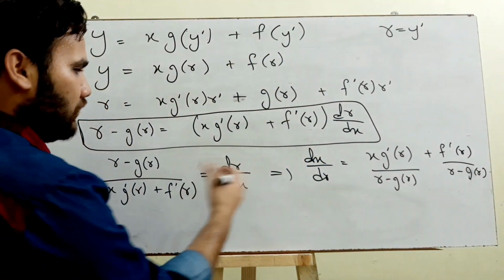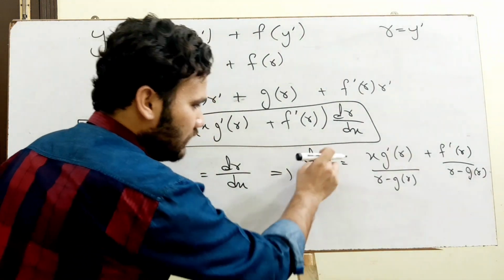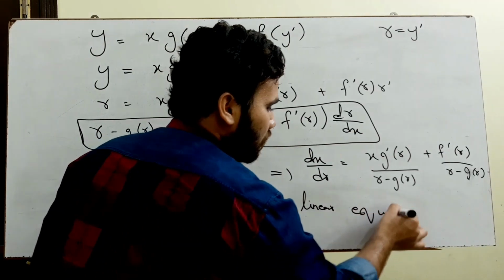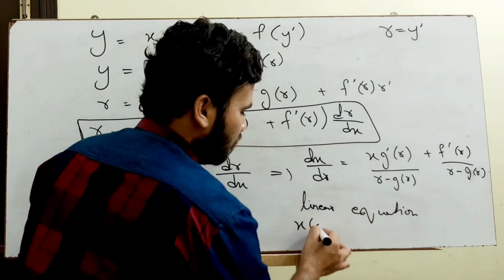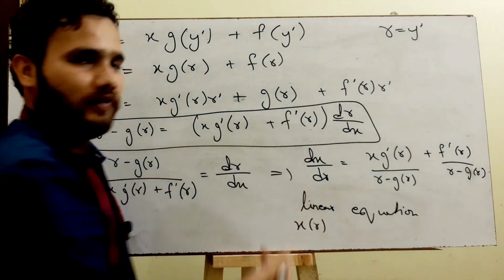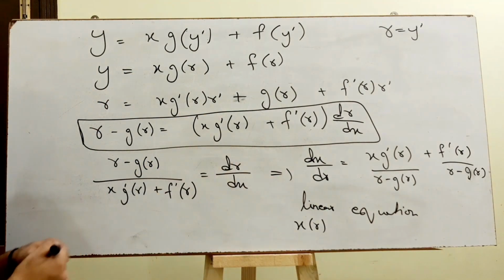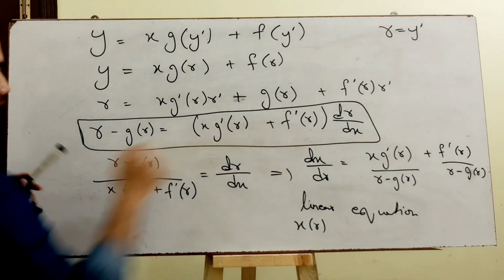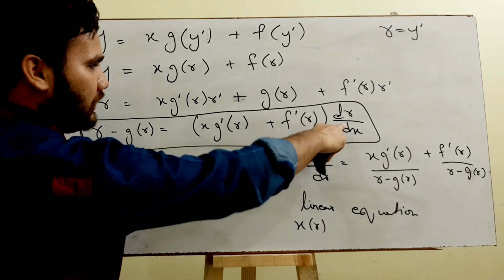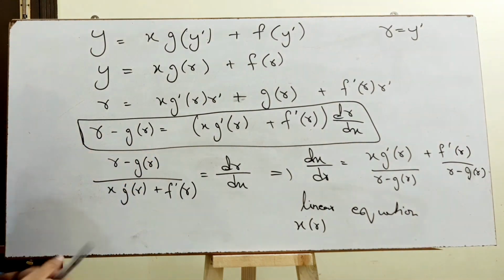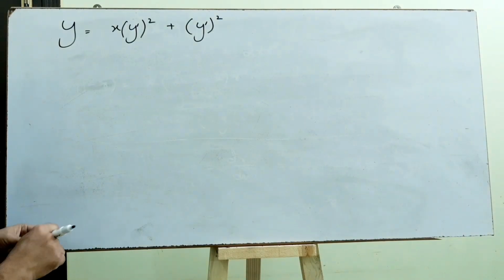Now you can see that this is a linear equation in x of r. Once you find the x of r, then you can rewrite this one in terms of x. So this is the general procedure for the d'Alembert's differential equation. Here you can find the families of solution, but if you assume here that dr by dx equals 0, then from this part you can find your singular solution also. Here we have one example.